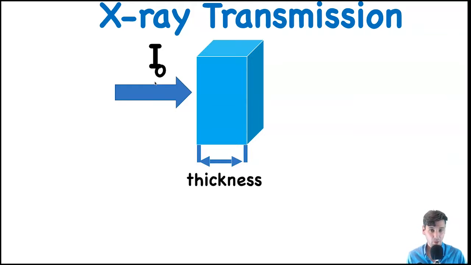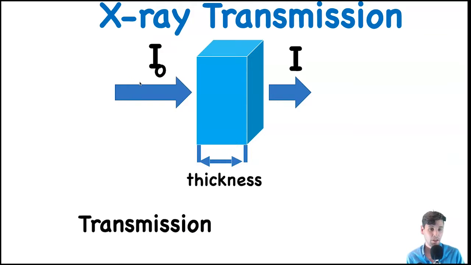So what we're talking about here is a very simple case. X-rays are coming in. They have a single energy. This is called I0. Then after those X-rays pass through this object that has a certain thickness, the X-rays have an intensity I. So the output intensity is I, the input intensity is I0. And the transmission that we're going to talk about is how much of those X-rays make it through, namely the fraction I over I0.